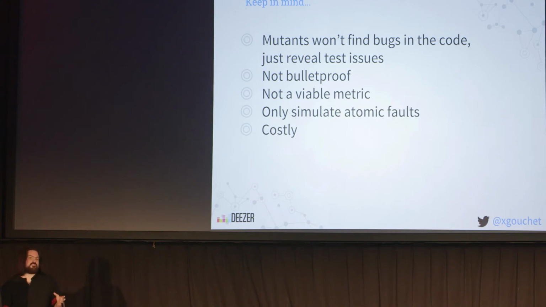And finally, it's a bit costly. In this example, I think we have 50 classes in this project, and we have 88 mutations that have been introduced. Creating the mutations and running the tests against them is costly. And so you shouldn't do that on your whole code base, of course, because if you have a large application, it can take a really, really long time.